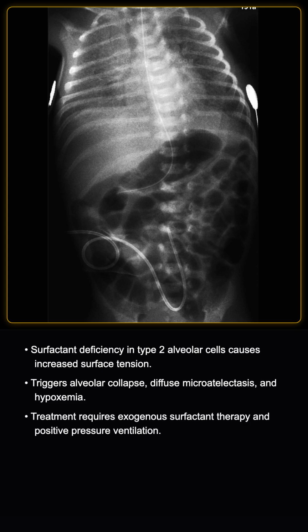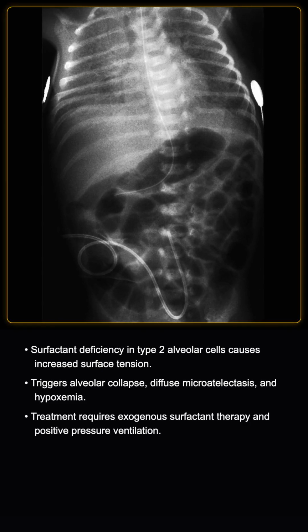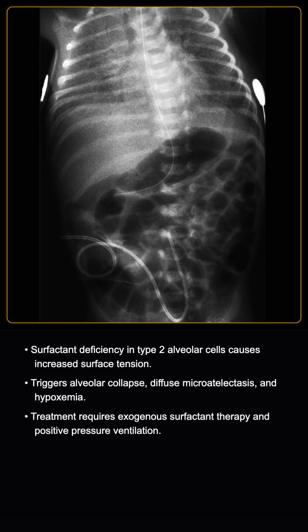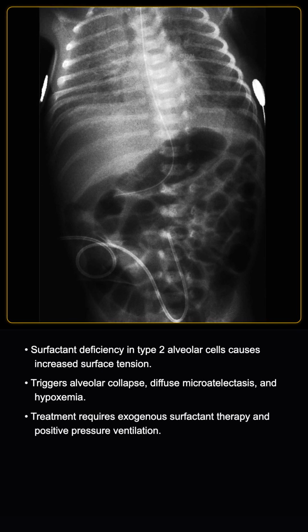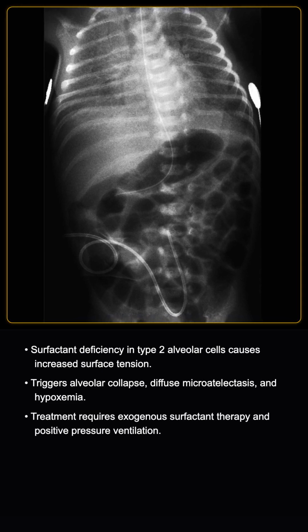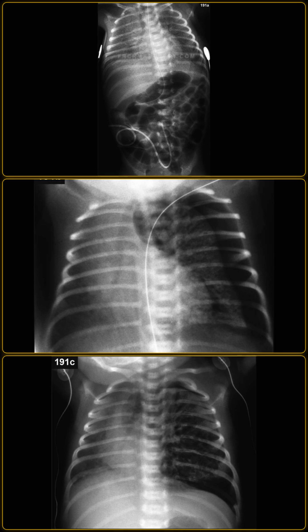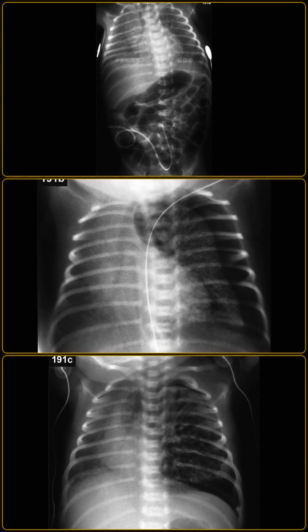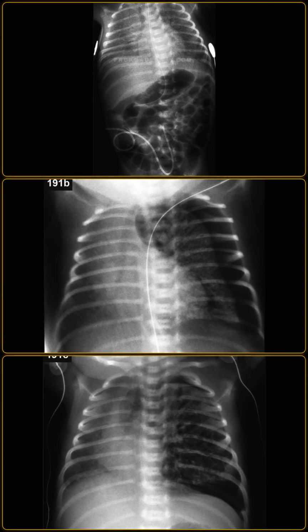Without surfactant, alveolar surface tension increases, leading to progressive alveolar collapse, diffuse microatelectasis, ventilation perfusion mismatch, and severe hypoxia. Treatment involves administration of exogenous intratracheal surfactant and positive pressure mechanical ventilation or continuous positive airway pressure to recruit and stabilize the collapsed alveoli. What are the classic radiological features and complications of positive pressure ventilation illustrated on the subsequent radiographs?